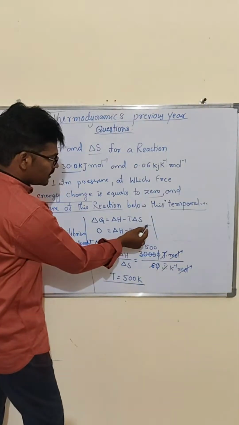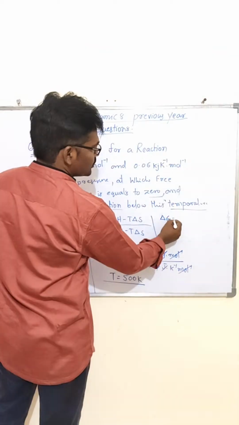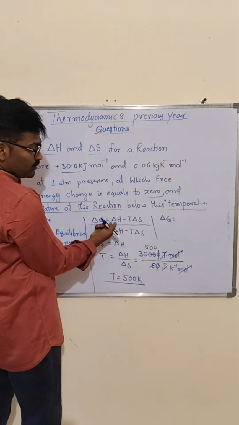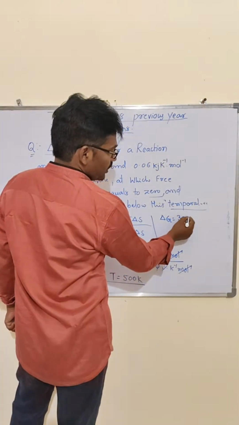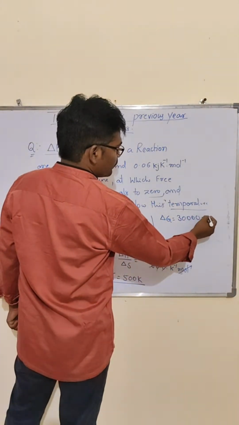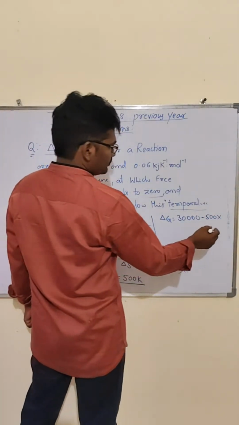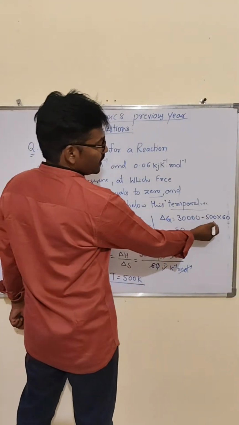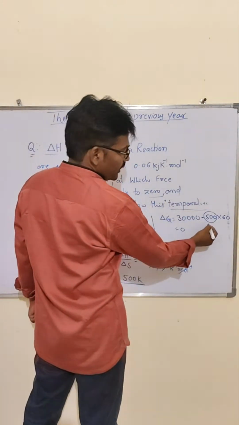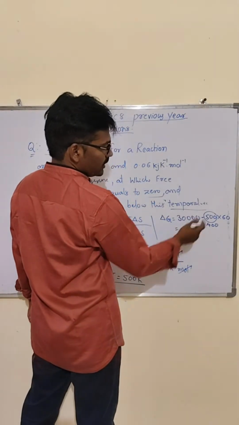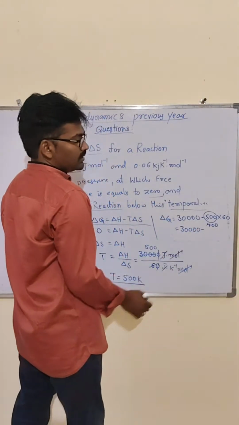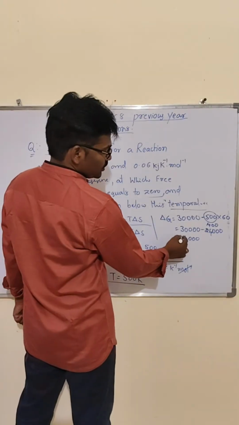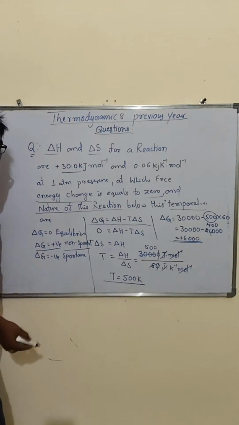Look at this formula. Delta H is given as a positive value, and delta S is also positive, but delta H is the higher value, 30,000 joules. At 500 Kelvin, T delta S is 500 into 60, which gives 0. Below this temperature, say at 400 Kelvin, we get 30,000 minus 24,000, which is a positive value. When delta G is positive, the reaction is non-spontaneous.